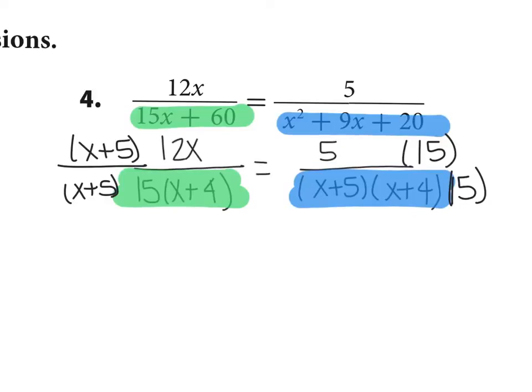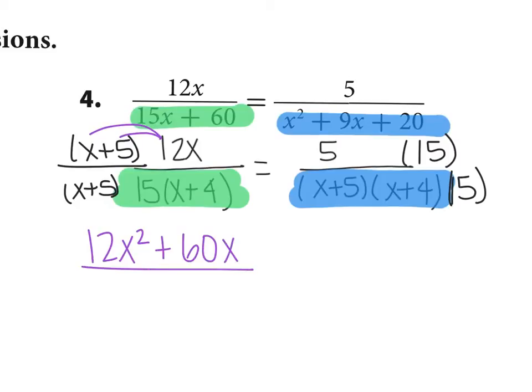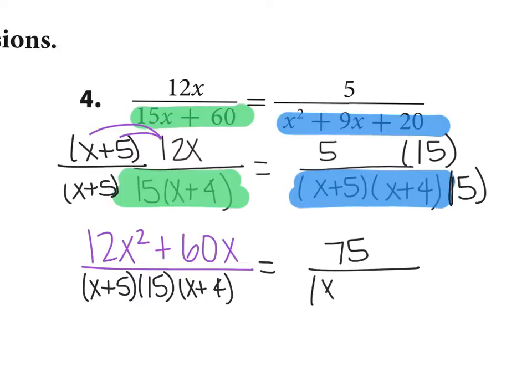So on top, I'm going to need to distribute. So x times 12x would be 12x squared. And 5 times 12x would be 60x. And then on bottom, I'm going to leave my factors all there. I'm not going to mess with them yet. So x plus 5 times 15 times x plus 4. And that equals 5 times 15 on top is going to give me 75 over x plus 5 times x plus 4 times 15.